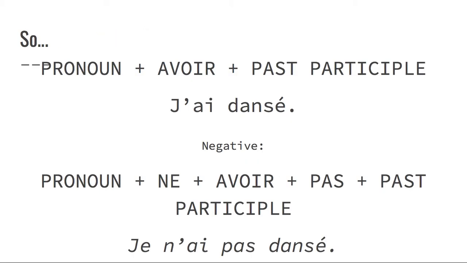Okay, so this is how you're going to set up your passé composé. So you've got pronoun plus avoir plus past participle. To make it negative, you simply just put the ne pas around your avoir and then your past participle. So we have an example here, j'ai dansé, and then the negative, je n'ai pas dansé. So that is officially what the passé composé with avoir looks like.